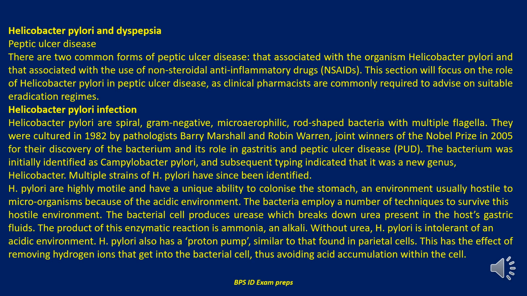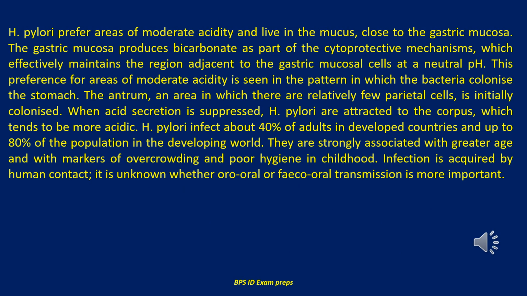Helicobacter pylori also has a proton pump, similar to that found in parietal cells. This has the effect of removing hydrogen ions that get into the bacterial cell, thus avoiding acid accumulation within the cell. Helicobacter pylori prefer areas of moderate acidity and live in the mucus, close to the gastric mucosa. The gastric mucosa produces bicarbonate as part of the cytoprotective mechanisms, which effectively maintains the region adjacent to the gastric mucosal cells at a neutral pH.